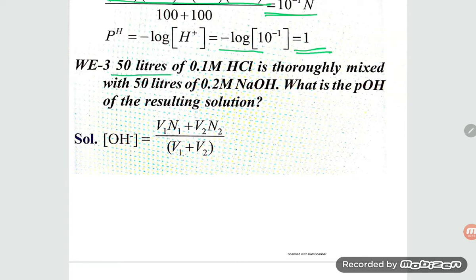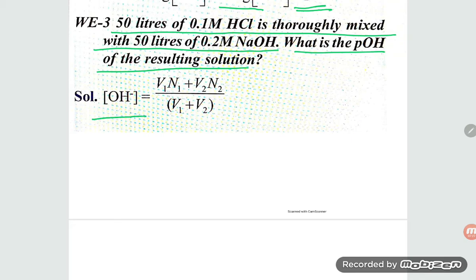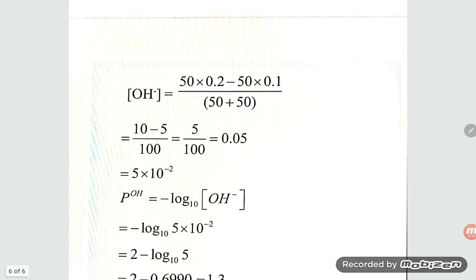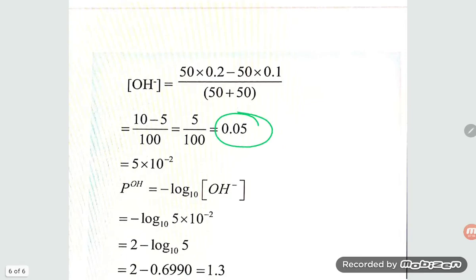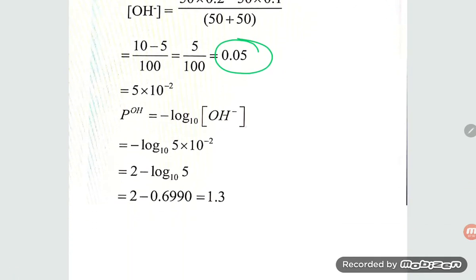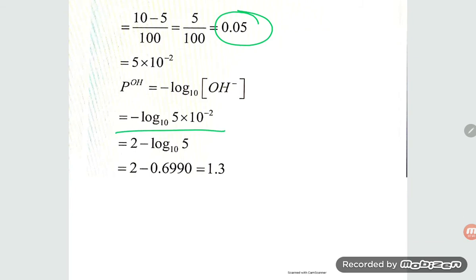Another question: 50 liters of 0.1 molar HCl is thoroughly mixed with 50 liters of 0.2 molar NaOH. What is the pH of the resulting solution? So the OH ion concentration is (N2V2 minus N1V1) upon (V1 plus V2). The value comes to 0.05. So pOH is equal to minus log OH ion concentration, so minus log 5 into 10 power minus 2, which is equal to 2 minus log 5, that is 1.3. So the pH is 12.7.